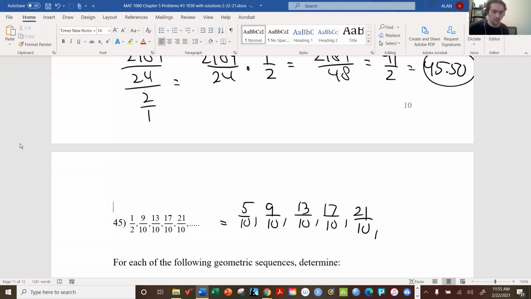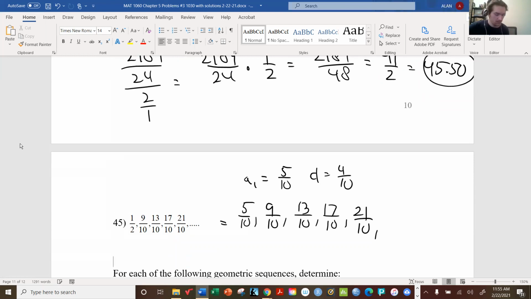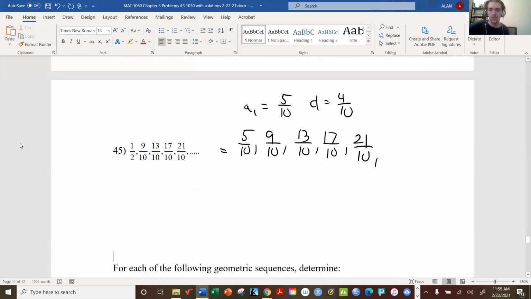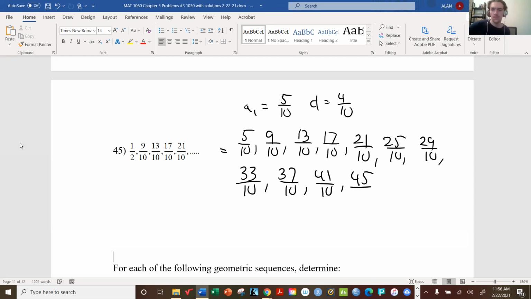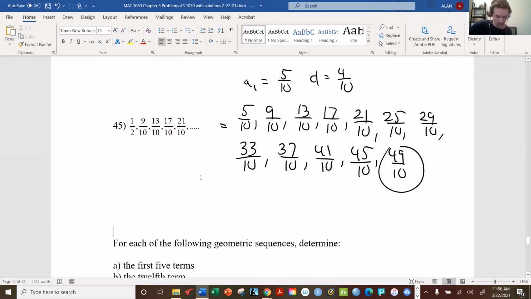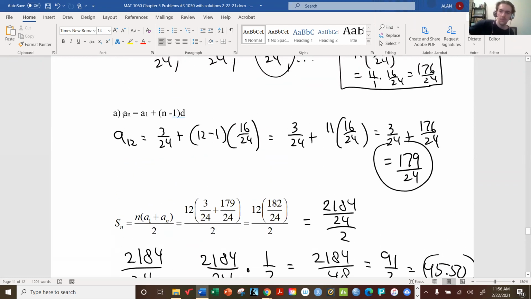But you can see that A1 is 5/10 and D is 4/10. So if I continue this sequence, I'll get 25/10, 29/10, 33/10, 37/10. Man, that's a lot of terms. Is that right? 1, 2, 3, 4, 5, 6, 7, 8, 9, 10, 11. Yes. 49/10, which again we can find with our formula.